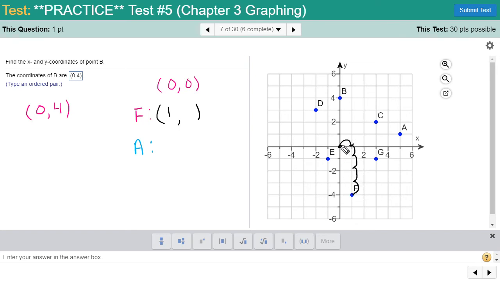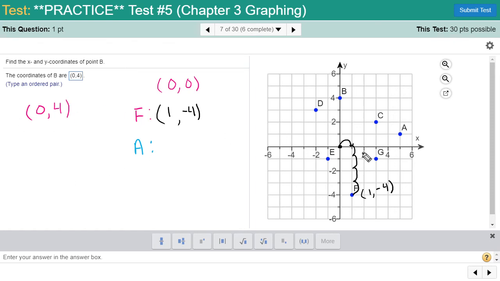So to get from the origin 0, 0 to point F, we had to move right 1 unit and then fall -4 units. So the point F has the ordered pair 1, comma, -4. And if this is what they were asking, this is the ordered pair that you would type in as your answer. How about point A?